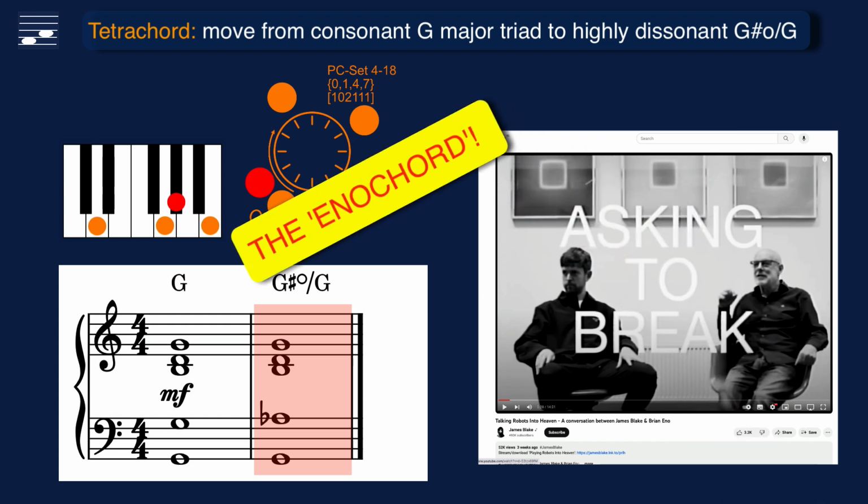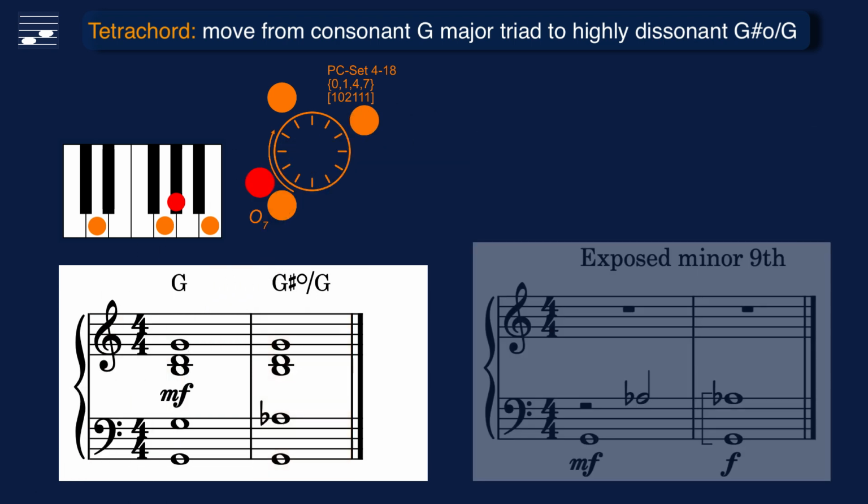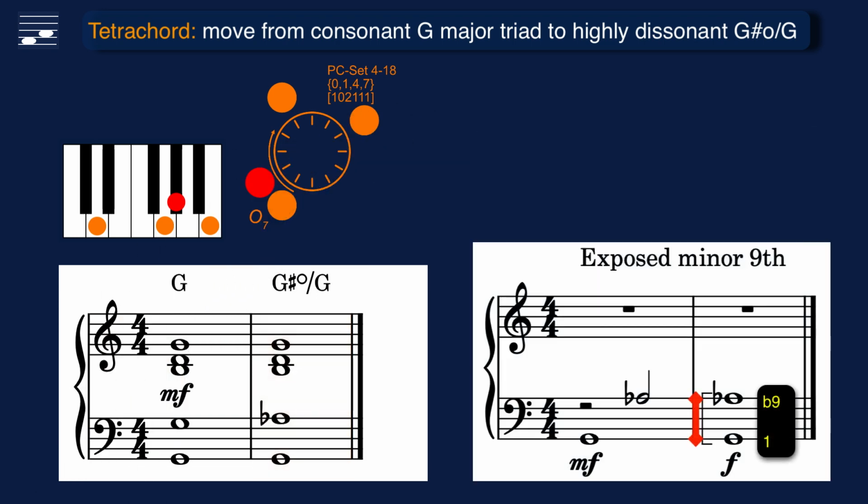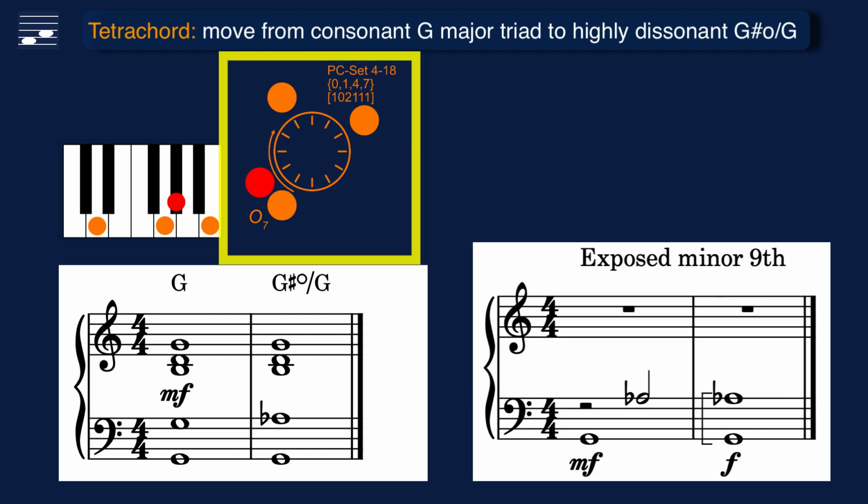What makes this chord structure highly dissonant is the exposed minor ninth interval between the root G in the bass and the A flat in the next higher part. This is probably the reason why Brian Eno dislikes it. The 4 pitch classes G, A flat, B and D are a transposed form of pitch class set 418, with pitch and interval content shown at the top.